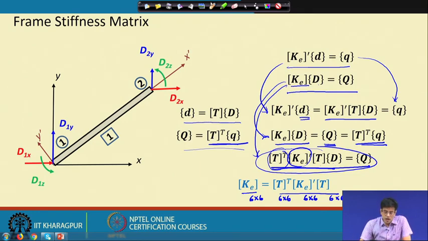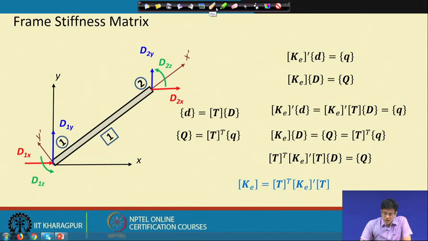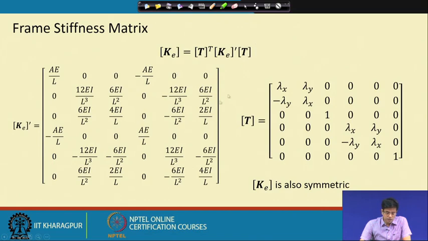Now, let us see how it looks. If you know the T matrices, what will be the form. This is my final stiffness matrix, and this is my K E prime, which we have derived in the prime coordinate system. These coefficients we all know. L is the length of the element, and we also know the transformation matrix which relates the prime and non-prime coordinate systems. So, with this I can find out, by multiplication, the non-prime stiffness matrix.